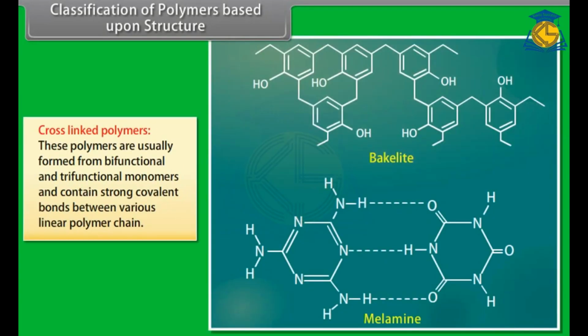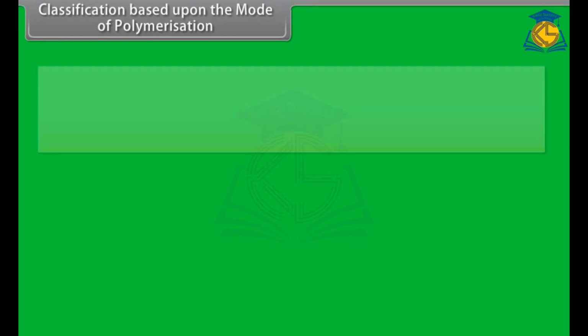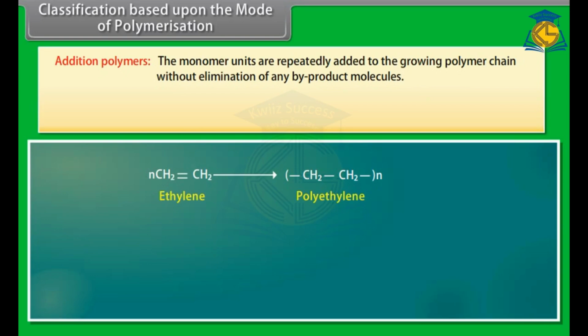Cross-linked polymers. These polymers are usually formed from bifunctional and trifunctional monomers and contain strong covalent bonds between various linear polymer chains. For example, bakelite and melamine. Classification based upon the mode of polymerization. Under this type of classification, there are two subcategories. Addition polymers. The monomer units are repeatedly added to the growing polymer chain without elimination of any byproduct molecules.